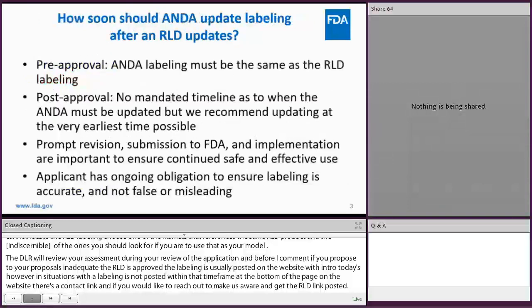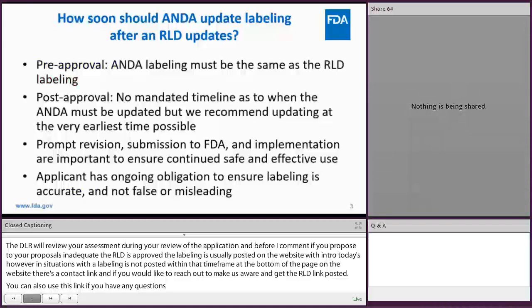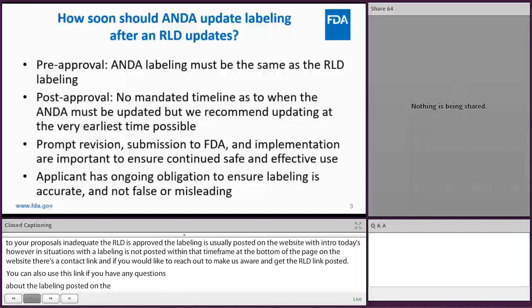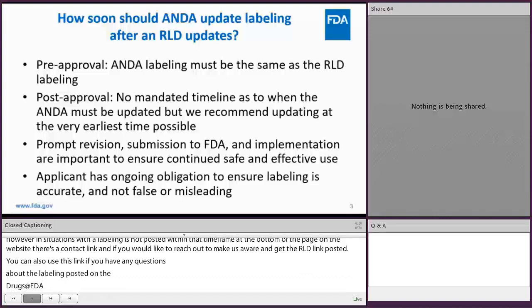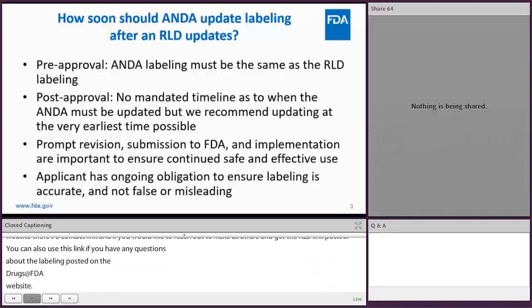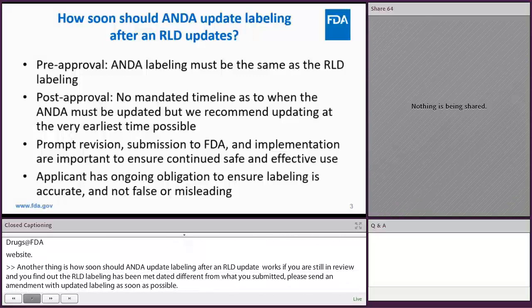Moving on to the next question that we frequently receive, how soon should an ANDA update their labeling after an RLD update occurs? If your application has not been approved yet and is still under review and you find that the RLD labeling has been updated and is different from what you initially submitted, please send in an amendment with updated labeling as soon as possible. This allows us to continue with the labeling review and saves us time from having to contact you and wait for a new labeling submission.